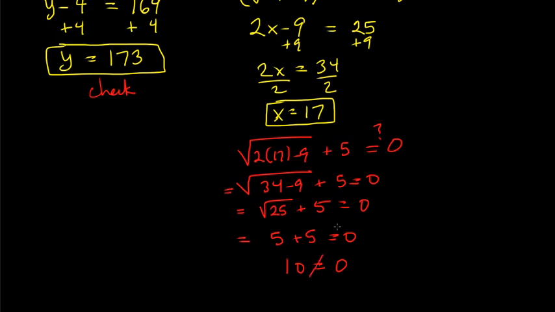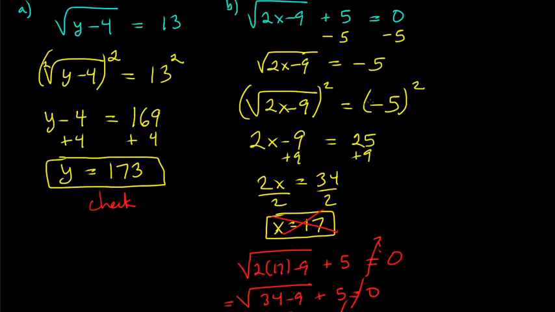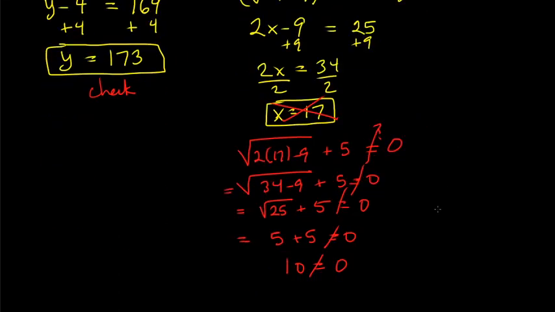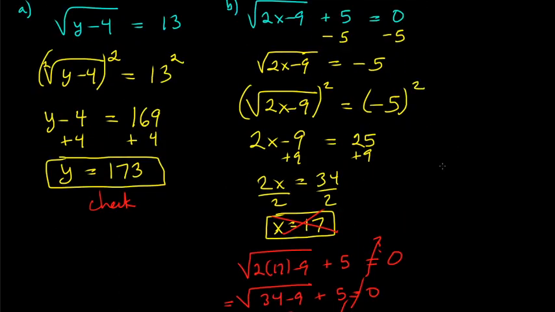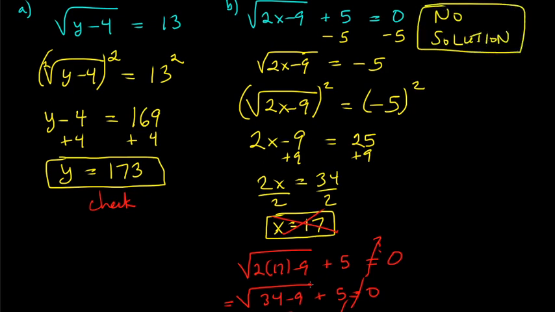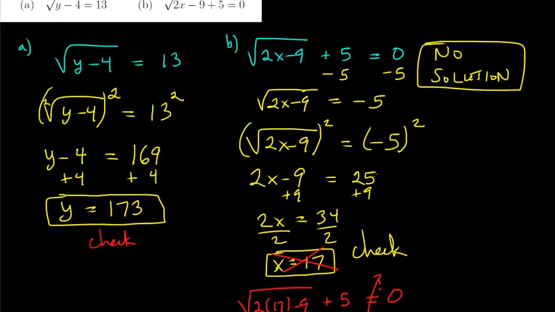So that's wrong. These are all wrong. So 17 apparently is not the answer. Okay, so what is the answer? The answer is that there is no answer. Right? This equation has no solution to it. Okay. So yeah, be careful. Make sure you check your answers, see if they work. If they don't work, then there is no answer here. There's no solution to part B.